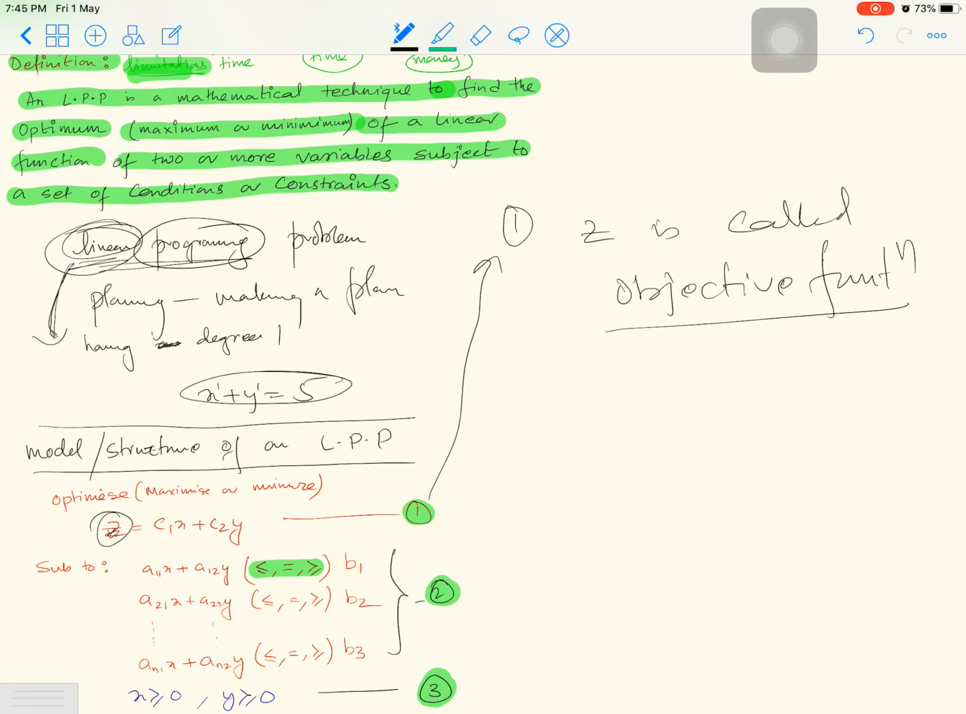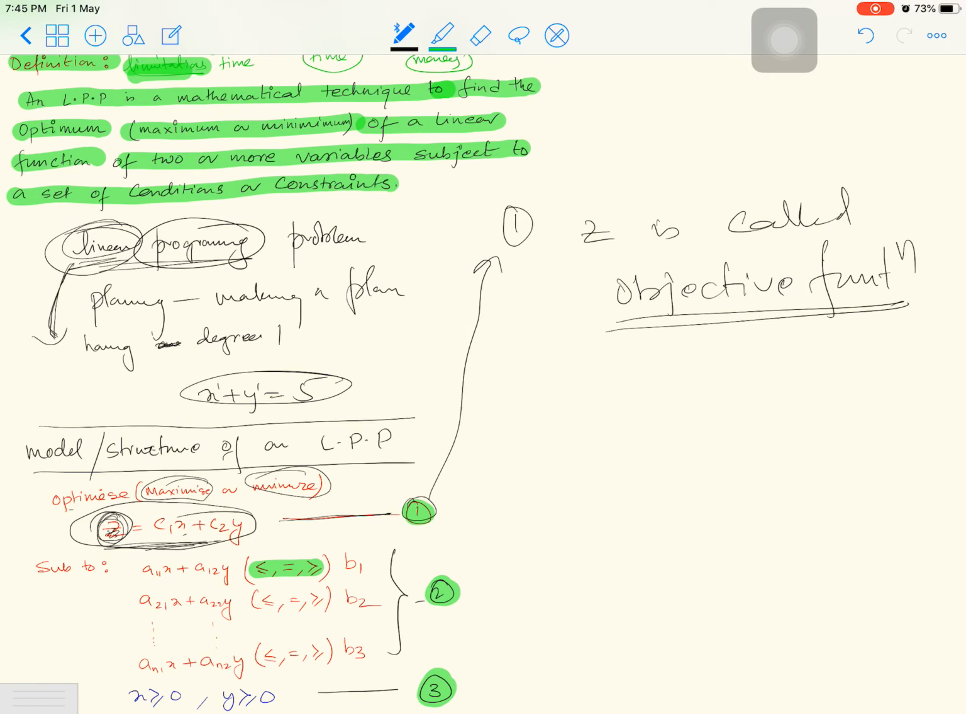In a target based problem, there is always an objective to be achieved. So in this sum also, you have to optimize this particular function, equation number 1. This z can be profit, it can be sales, it can be cost, anything. Either you have to maximize it or minimize it. So z equals c1x plus c2y, expressed in terms of x and y. So equation number 1 is your objective function, something that you have to maximize or minimize.